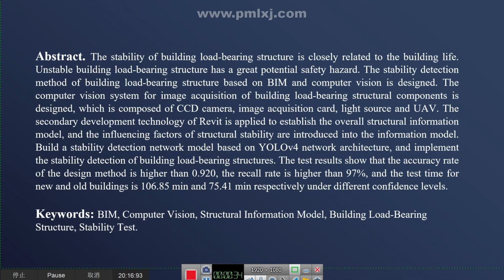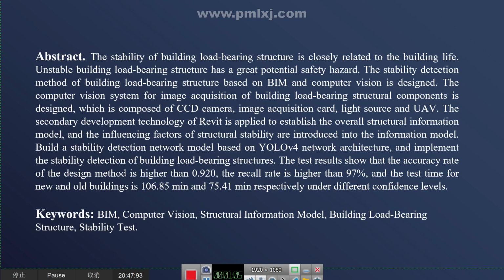Abstract. The stability of building load-bearing structure is closely related to building life. Unstable building load-bearing structure has a great potential safety hazard. The stability defect detection method of building load-bearing structure based on beam and computer vision is designed.